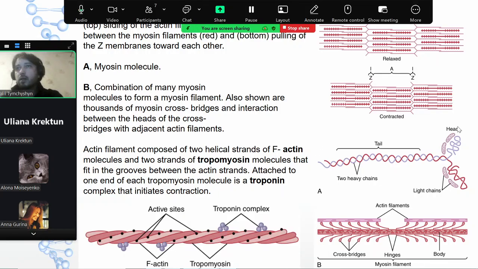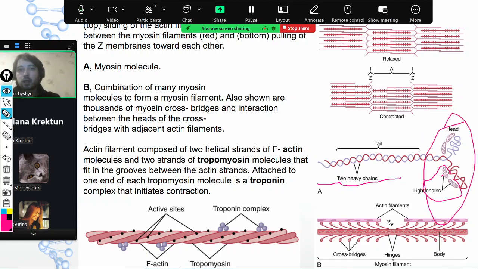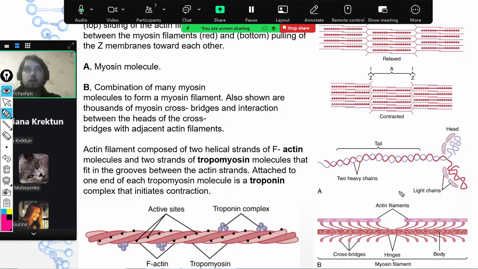So here is the myosin molecule. Here you see the heavy chains. I told you. Here you see the light chains. You see the head. You see the tail, and so on. I guess we will see some more details in the next slides.